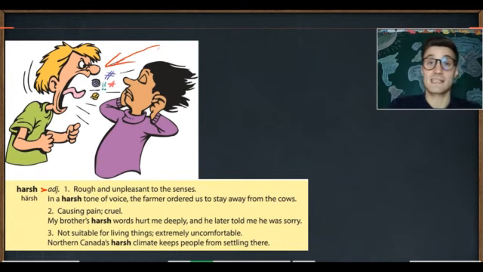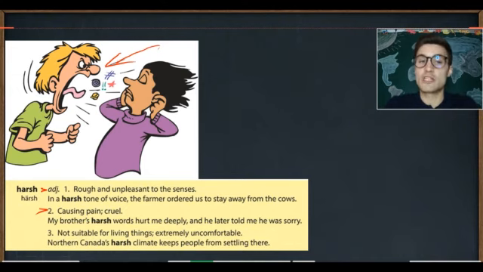Remember, your senses are your sight, hearing, taste, smell, and feeling, right? So if something is harsh, it's not nice to look at, it's not nice to hear. His harsh tone, he's yelling. The second adjective meaning for harsh means causing pain, cruel. My brother's harsh words hurt me deeply, and he later told me he was sorry.